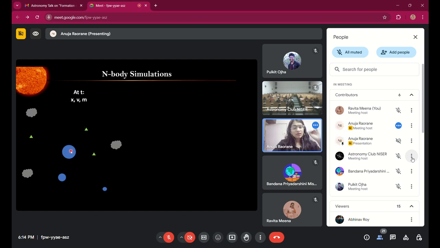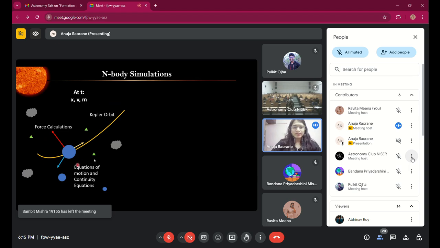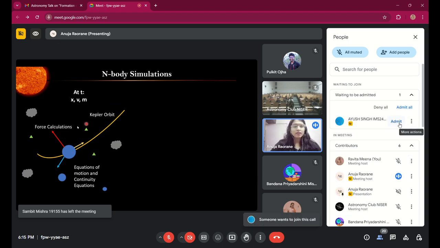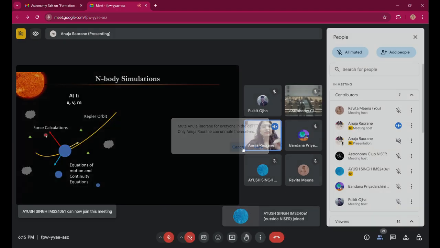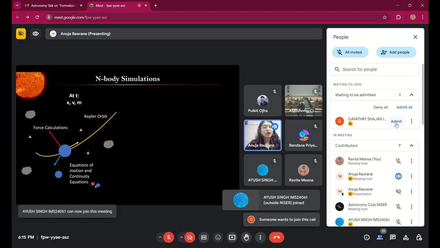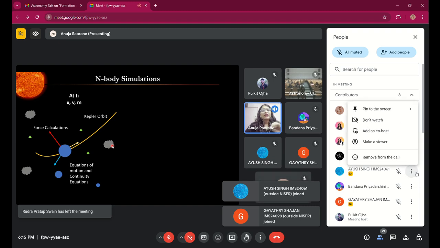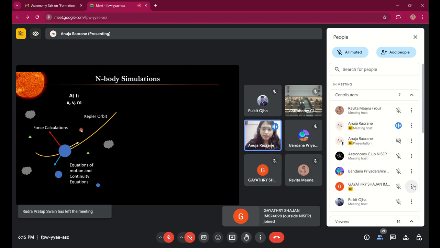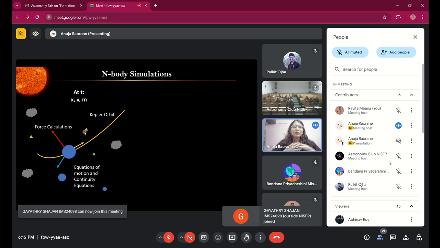And for each object we have defined position, velocity, and mass. Now in this particular system, there's a Kepler orbit because it is rotating around the star. There are force calculations that take place: the force due to the central star, the force from the other objects around it, the gravitational forces that take into account the Pebble accretion, and to envelop all this, there are equations of motion and continuity equations that are based on our conservation laws of angular momentum and energy.